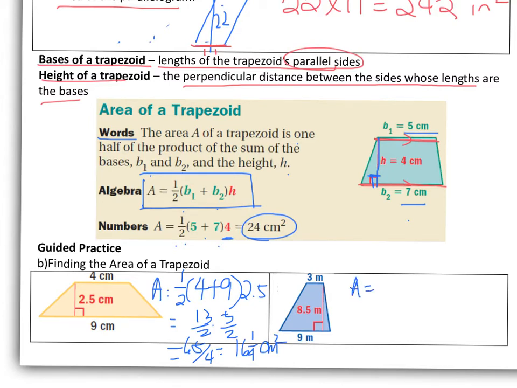Again, area equals 1/2 times 3 plus 9 times the height, 8.5, and after you do the math, 1/2 times 12 times 8.5 gives you 204 over 4, and it works out perfectly, 51 meters squared.